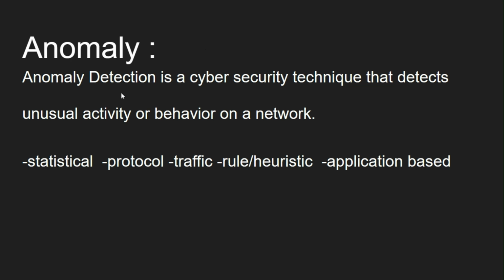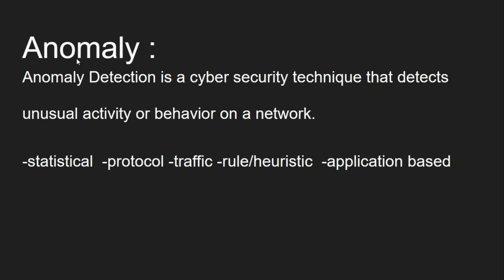Anomaly. Okay, so the definition: anomaly detection is a cybersecurity technique that detects unusual activity or behavior on a network. There are different types of anomalies. You have a statistical, you have a protocol, you have a traffic, you have a rule or heuristic, and then you have application based. So if you're thinking in your mind, hey, how exactly is the IDS working? Or hey, how exactly is the IPS working?